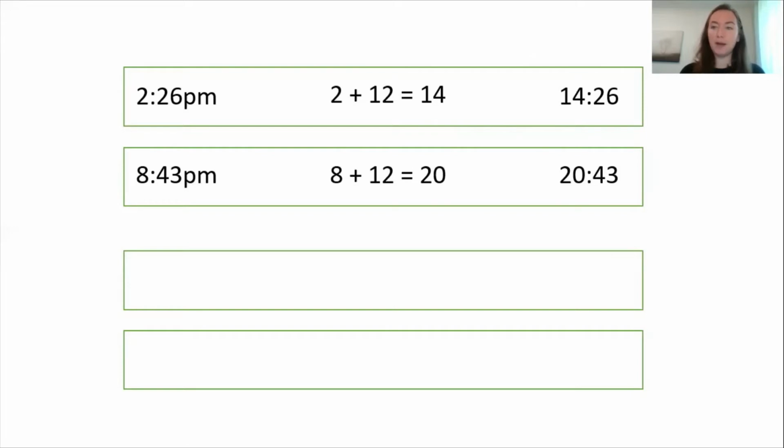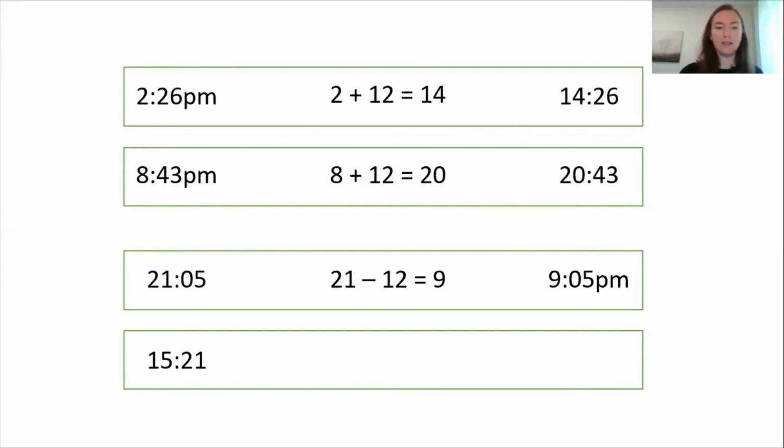If I want to go backwards, so converting a 24-hour time, like 21:05, into a PM time, I do the inverse. And the inverse of add is subtract. So I'm going to do a subtraction, and I'm going to subtract 12. So 21 take away 12 leaves 9. So 21:05 is 9:05 p.m. Here's another one. 15:21, those minutes stay the same. We're just going to subtract 12 from the hours, which gives us 3. So 15:21 is the same as 3:21 p.m.